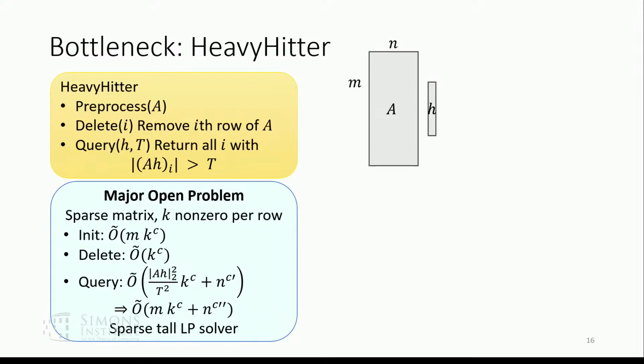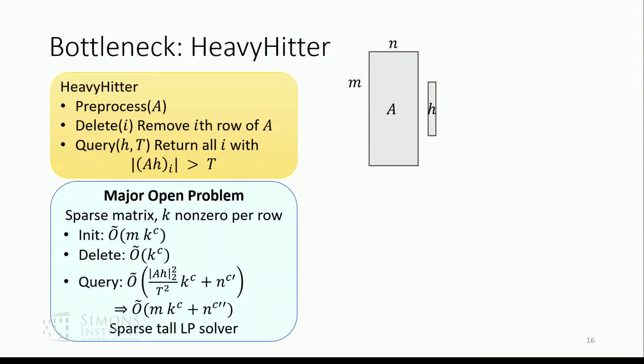And the important part is the query operation. We want that the query operation scales in this term. This is the L2 norm of A times H squared divided by T squared. This factor here, you can think of that as a worst case bound on how many entries in my matrix vector product are actually larger than T. So this bound tells you how many entries we expect to return. But if you have a delete operation, then over time, this gets smaller, so your query operation also needs to become more efficient, needs to spend less time. Okay.